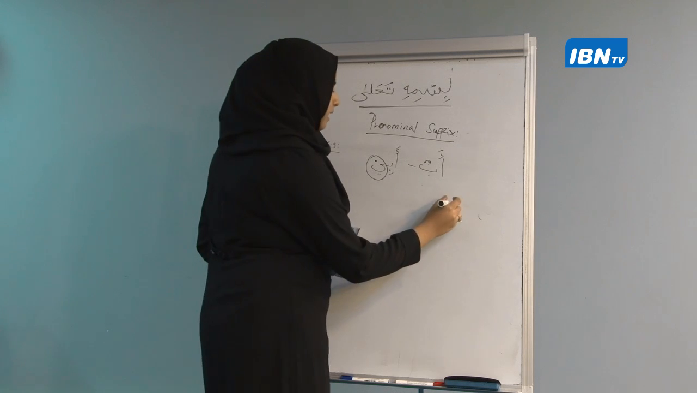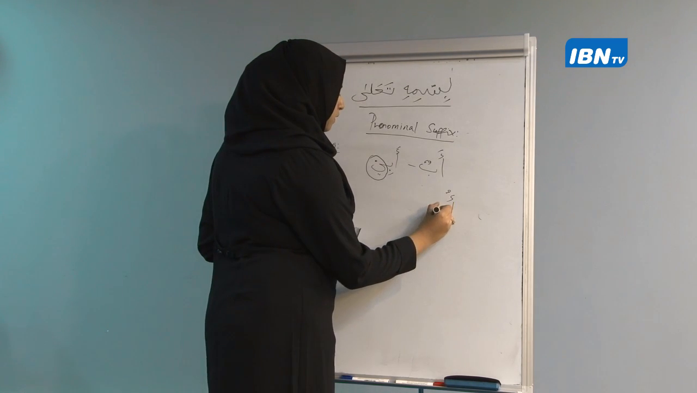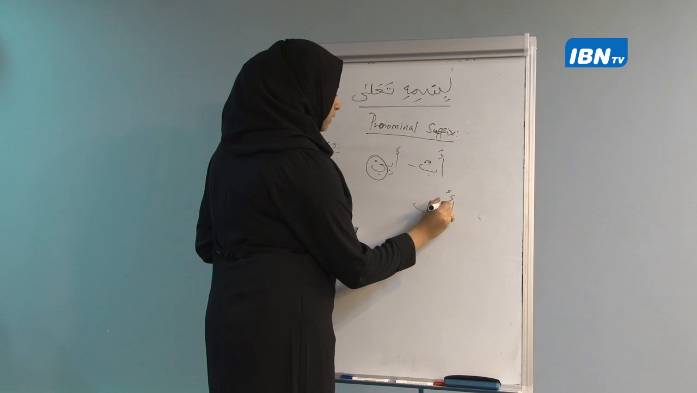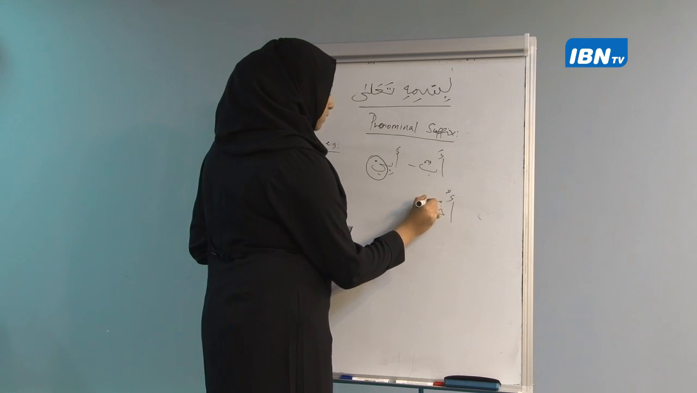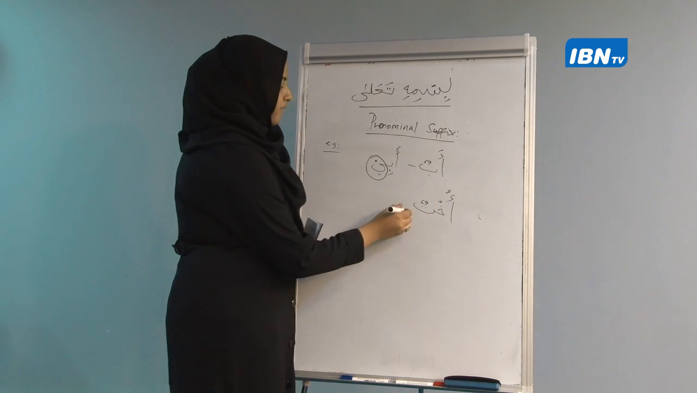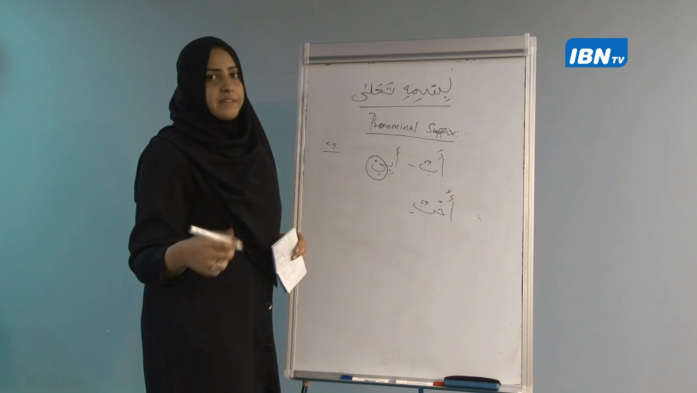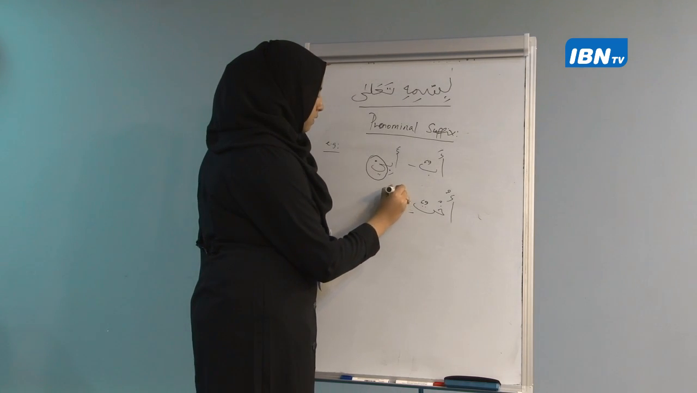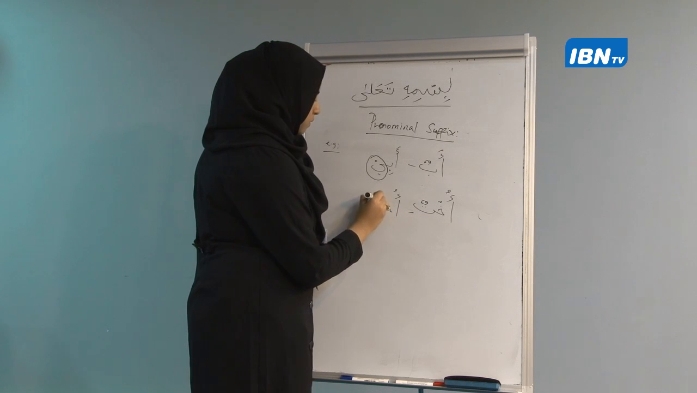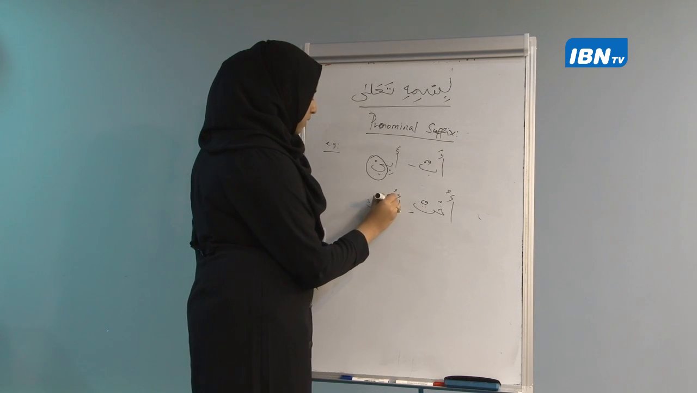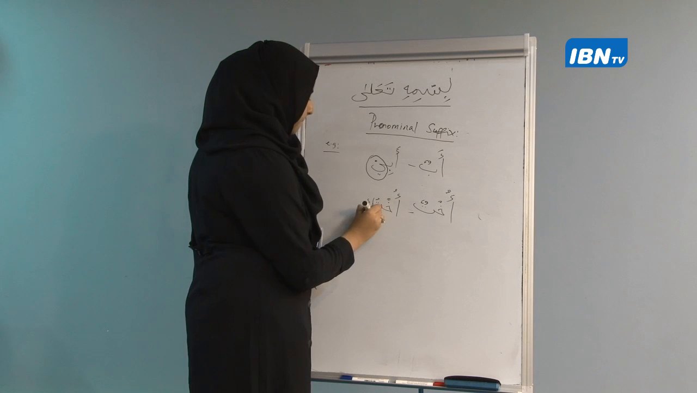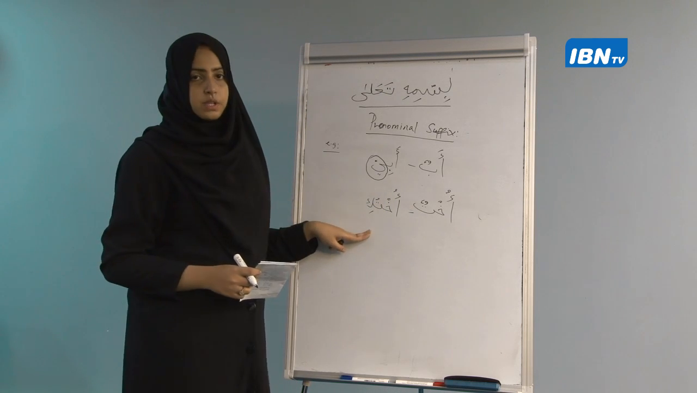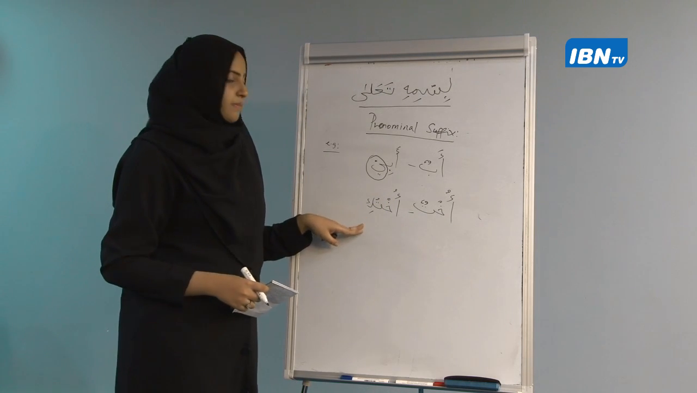For example, I have ukhtun, meaning sister. If I want to say your female sister, I can say ukhtuki. Right? So this is for your female sister.